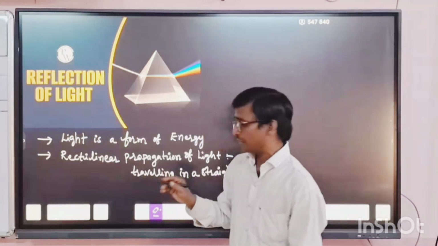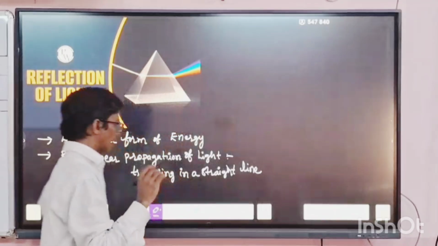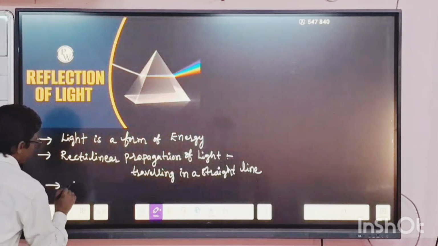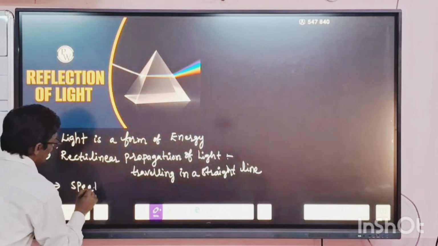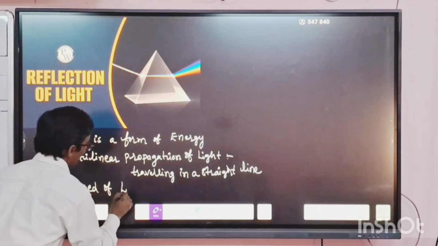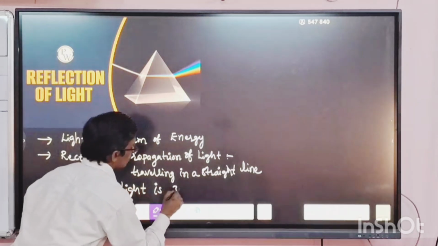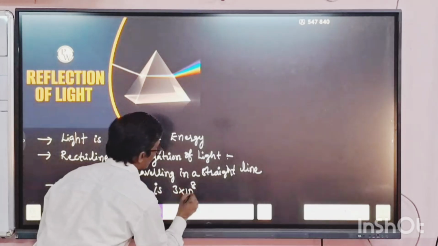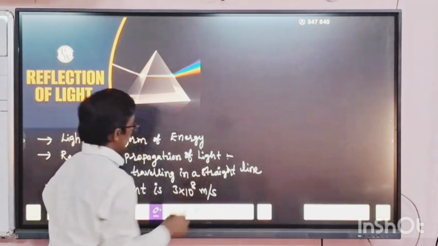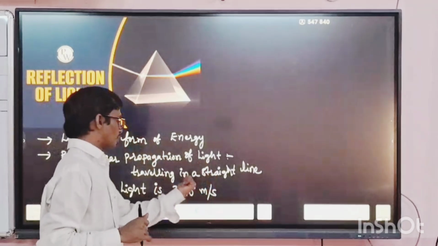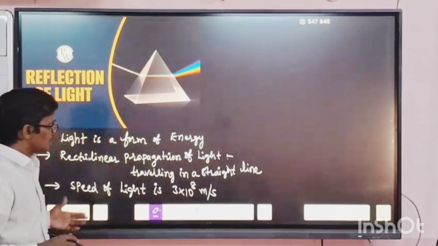So what is the speed of light? The speed of light is 3 into 10 power 8 meters per second. Per second, light travels 3 into 10 power 8 meters. This is the speed of light.